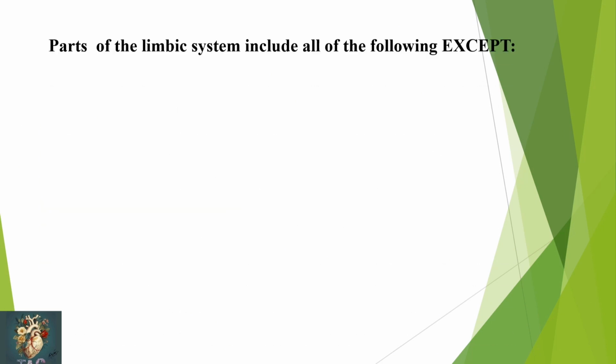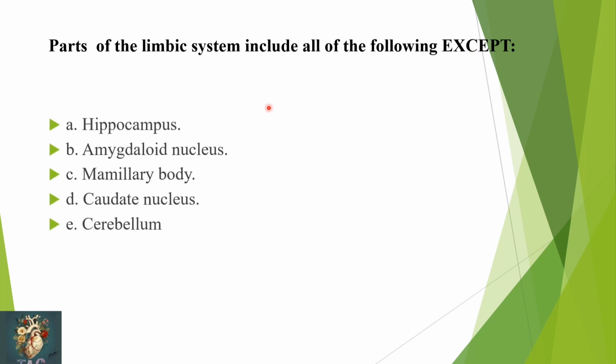Next MCQ is that part of the limbic system includes all of the following except, that is the hippocampus, the amygdaloid nucleus, mammillary body, caudate nucleus and cerebellum. So very obvious, the cerebellum is not part of the limbic system.